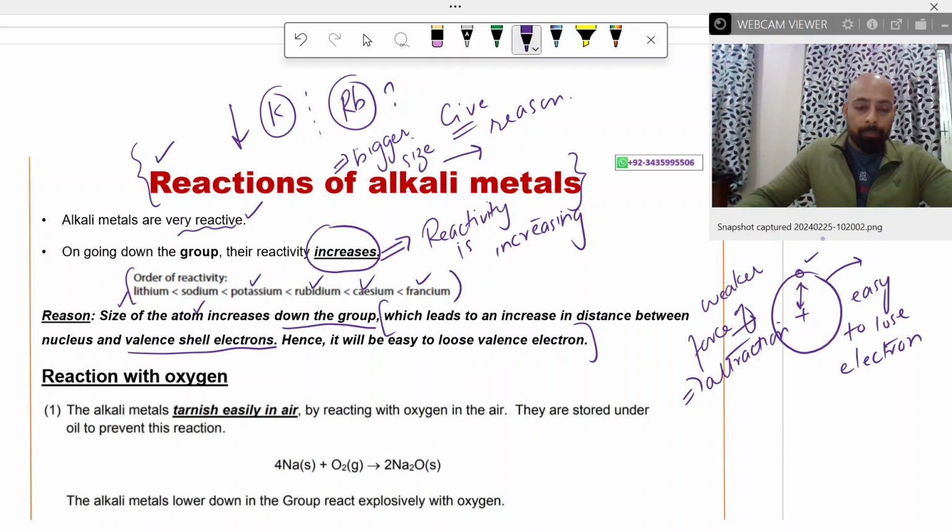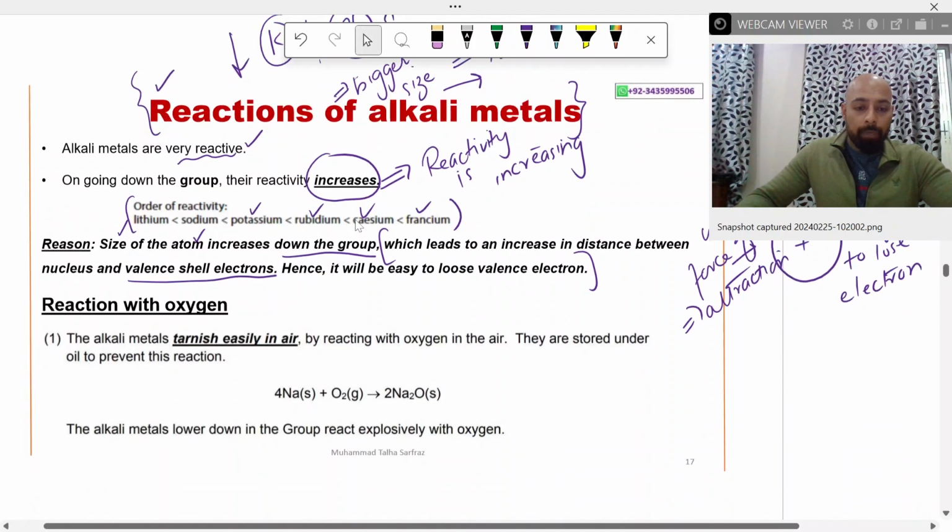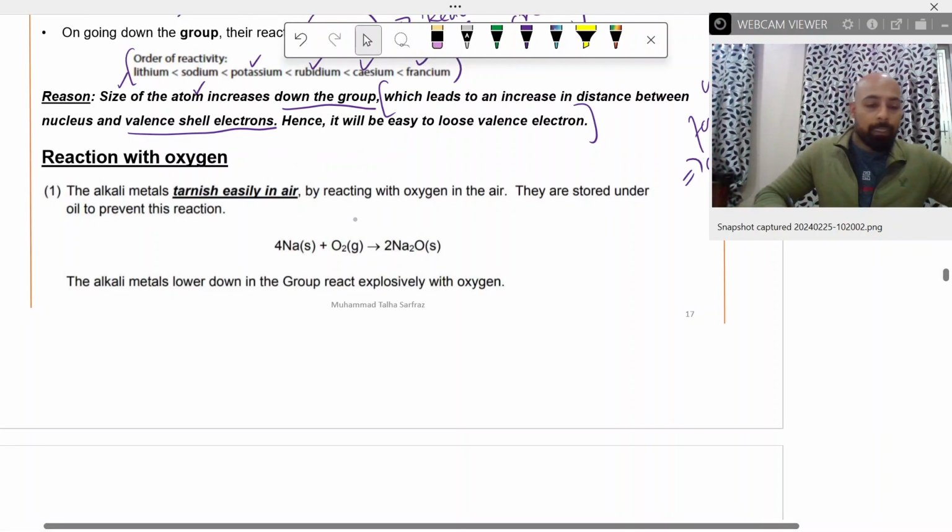Now we have the next thing you need to consider as we're doing reactions. So reaction with oxygen, first of all, let's consider these.